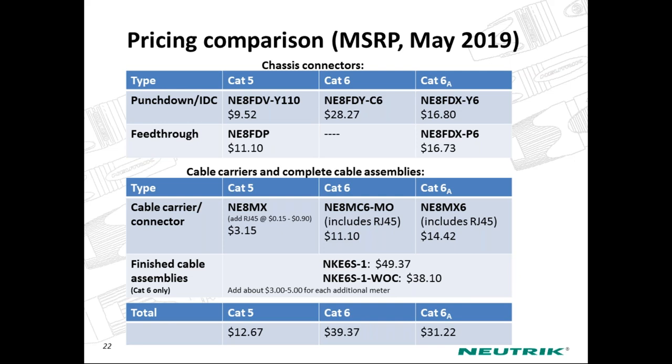If we look at the punch down or IDC versions of the chassis connectors, you see Cat 5 is about $9.50. This is MSRP. Your prices will be lower. Cat 6 is about $28. Cat 6A is about $17. So you've got a big difference there. And then when we look at the cable carriers, I'm just going to skip past the feed through. If you look at the cable carriers, $3.15 for that Cat 5, $11.10 for the NE8, for the Cat 6, and about $14.50 for the Cat 6A.